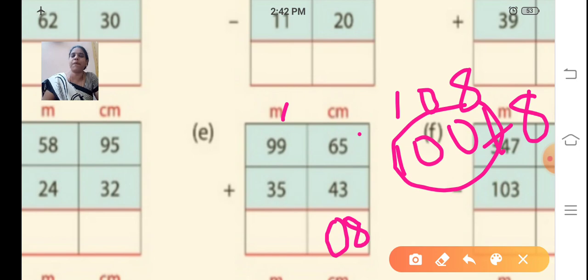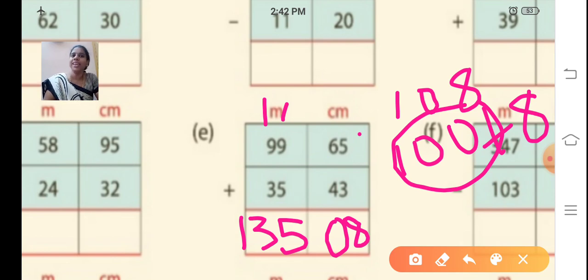Let's add the meters part. 1 plus 9. So 9 plus 1, 10. 10 plus 5. After 10, 11, 12, 13, 14, 15. So write down 5. 1 will be carried over again. Again 9 plus 1, 10. 10 plus 3: 11, 12, 13. So the answer is 135 meter 8 centimeters.